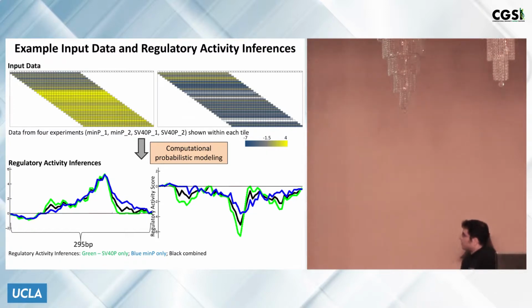And what you're seeing here in blue is the inference based on the minimal promoter, in green SV40, and in black the combined. So you can think of those as two replicates. The method is effectively making a prediction that there's a strong activating sequence concentrated over here, while there's a strong repressive sequence over here.